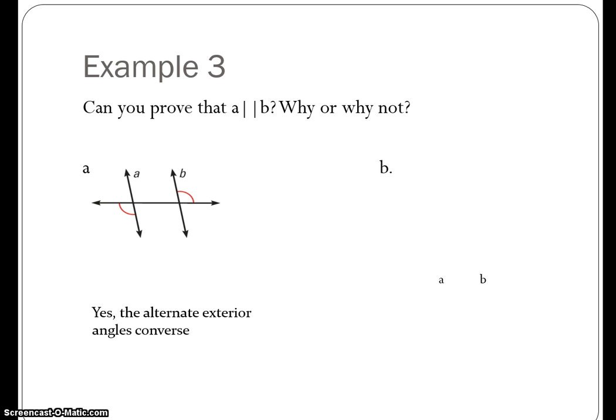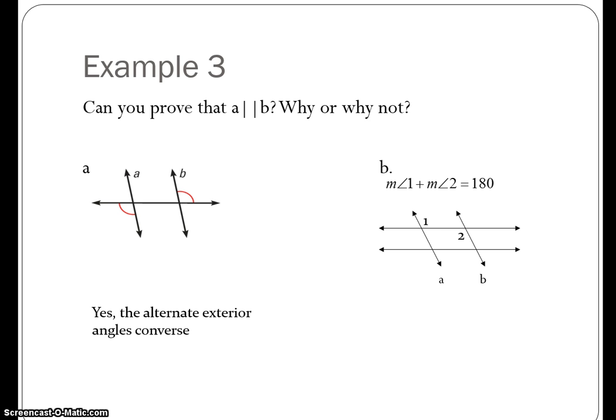Those are alternate interior angles, and if they're congruent, by the converse, it means that they're parallel, so there's enough information. So now I want to take a look at this guy right here. I'm saying the measure of angle 1 plus the measure of angle 2 is equal to 180. I really want you to give yourself a moment to think about that.